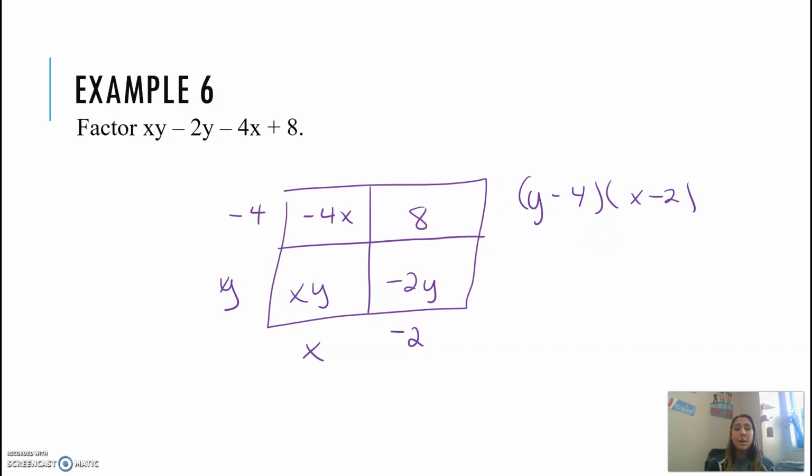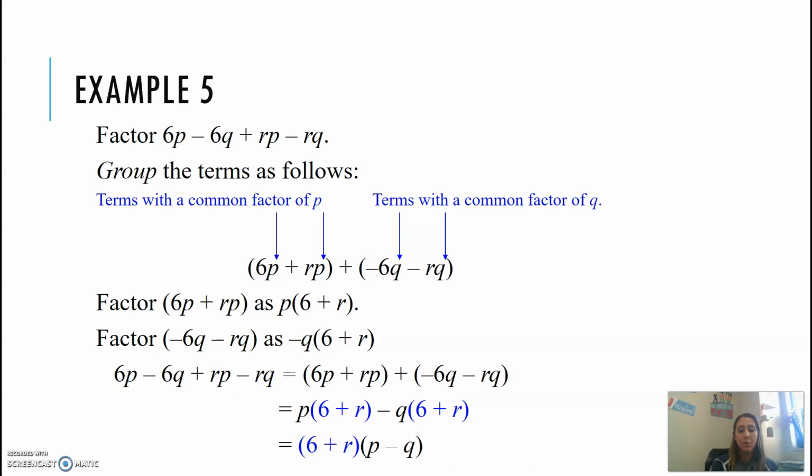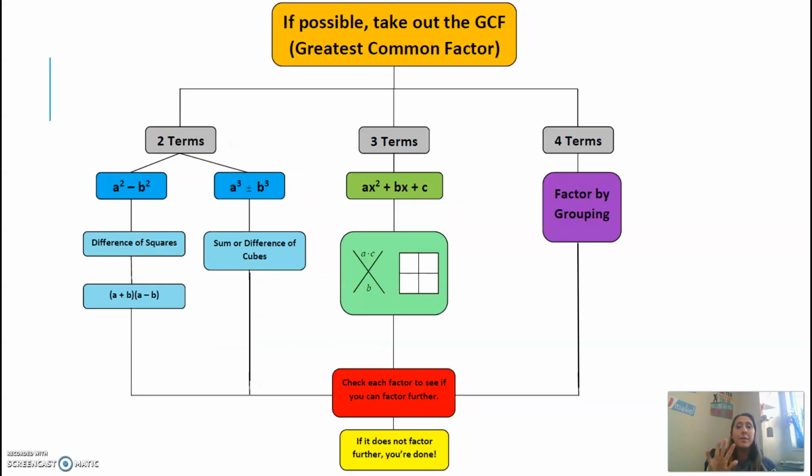The last thing I want you to do is write this table down in your notes. I would like you to put this in your notes. We are going to be using this.